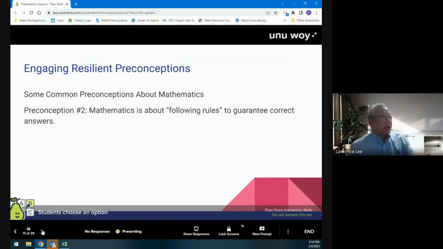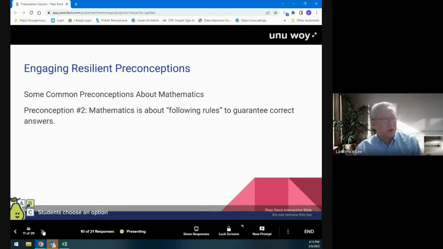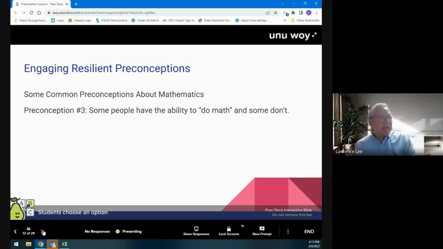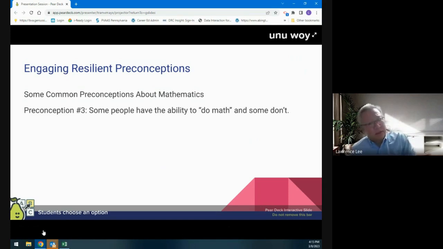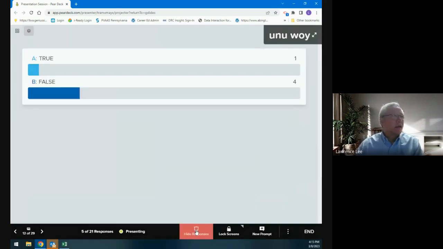Next preconception, mathematics is about following rules to guarantee correct answers. We can see that that's false with the pirate problem that we just started off with. We're trying to follow the rules of writing equations, and I failed miserably over the summer when I tried working on that. So that's clearly false. And 3, some have the ability to do math and some don't. So you can go ahead and true, false this one. All right, we get some people say true.